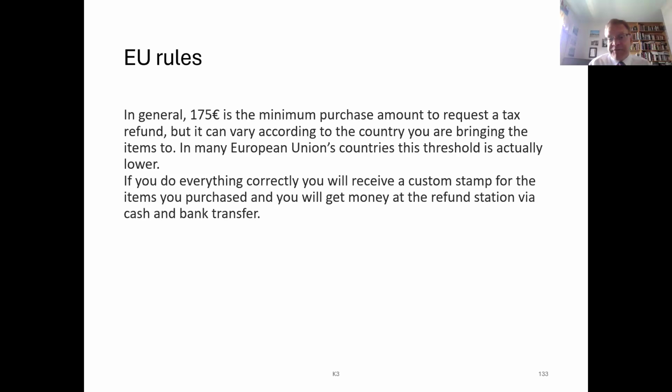EU rules. In general, €175 is the minimum purchase amount to request a tax refund. It can vary according to the country you are bringing the items to. In many EU countries, this threshold is actually lower. If you do everything correctly, you'll receive a customs stamp for the items you purchased, and you'll get the money at the refund station via cash or bank transfer.